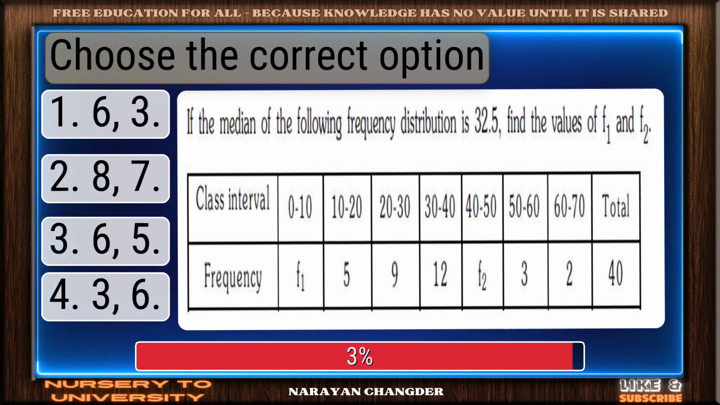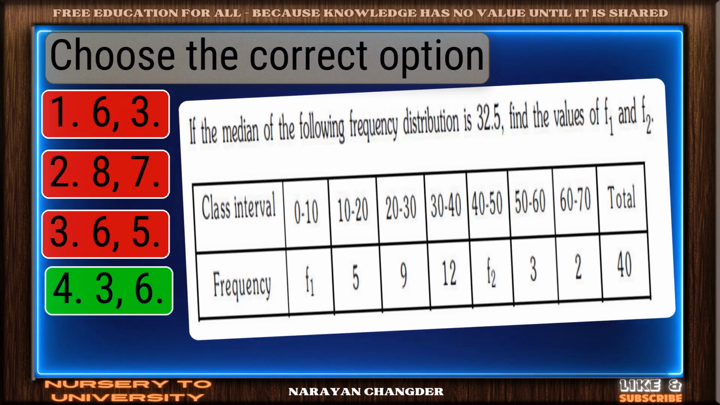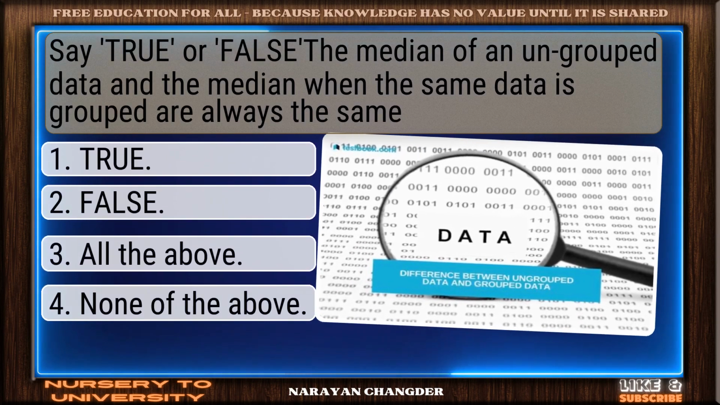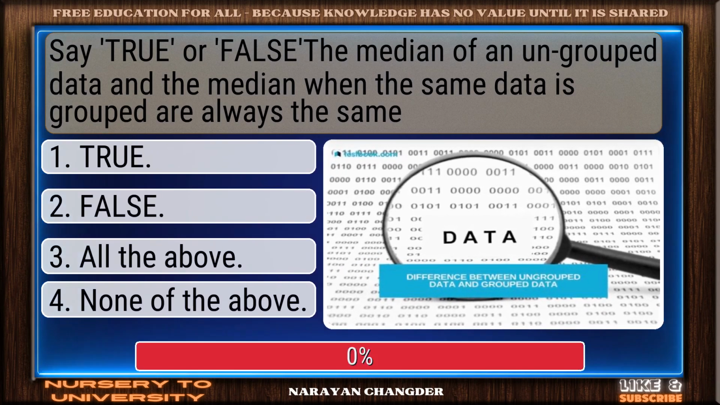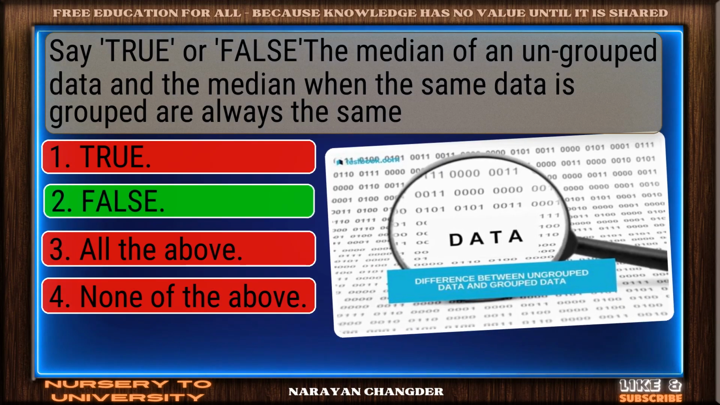Choose the correct option. Right choice. 3, 6 is best. Say true or false: the median of an ungrouped data, and the median when the same data is grouped, are always the same. Well picked. False is correct.